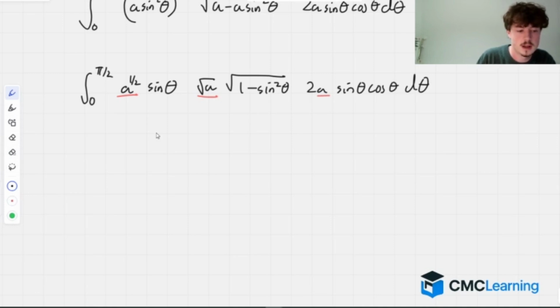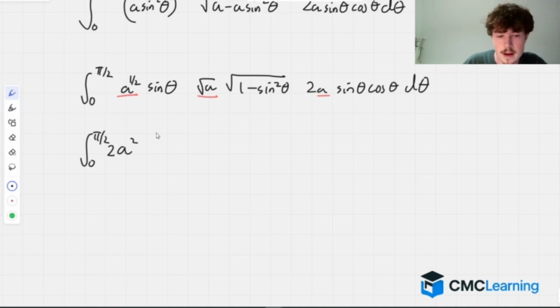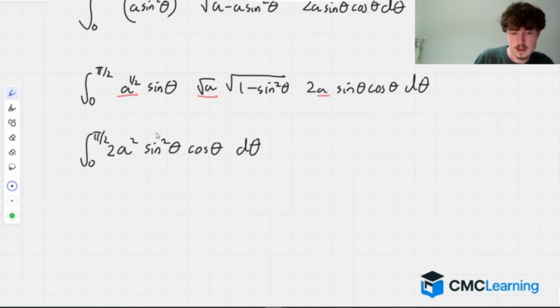This clearly can be written as a to the squared, as a to the half and a square root are the same. Next, we'll move the 2 into the front as well, and we will simplify the sine thetas to be sine squared theta, and the cos theta just to be cos theta, and write a d theta. You might have thought I'd forgotten the 1 minus sine squared theta, but this can be written as the following.